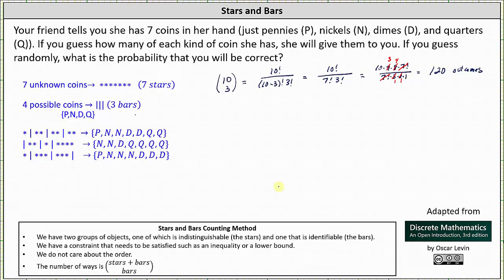Therefore, the probability you will guess how many of each kind of coin she has correctly from a random guess is 1 chance out of 120, or the probability is 1/120. So the probability that you'll win the coins is 1/120.